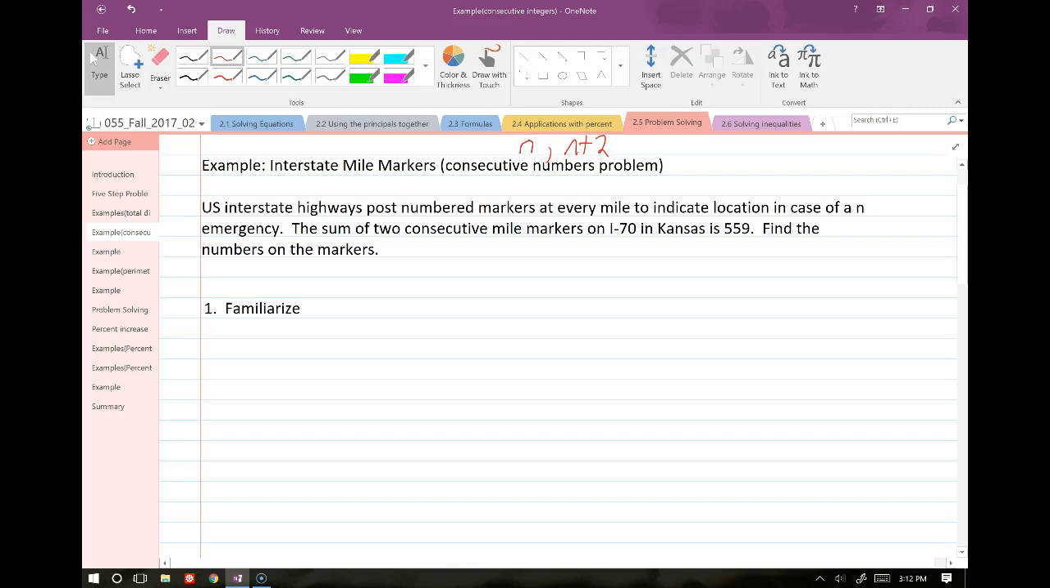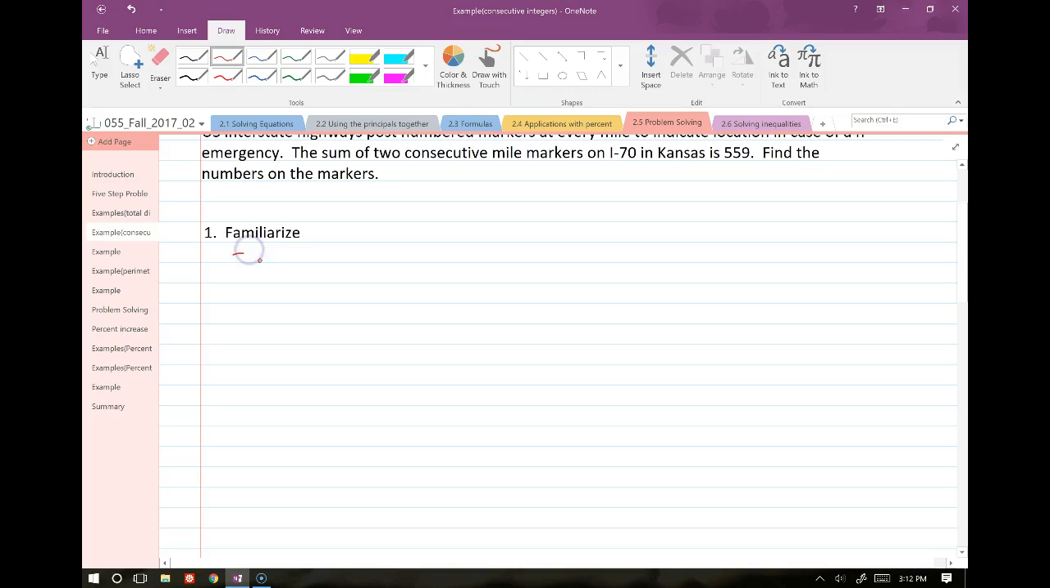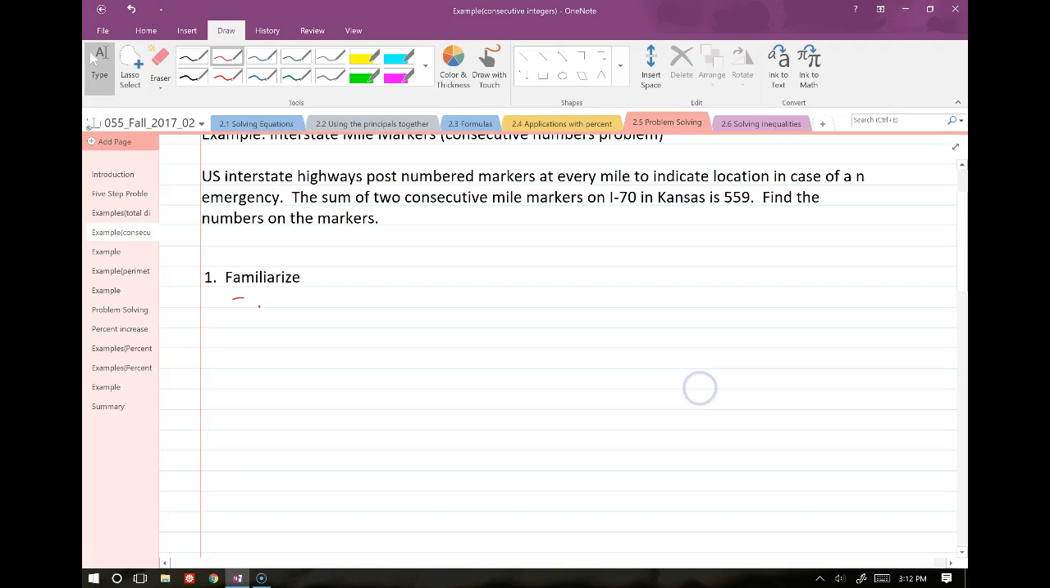The interstate mile markers. U.S. interstate highways post numbered markers at every mile to indicate the location in case of an emergency. The sum of two consecutive mile markers on I-70 in Kansas is 559. Find the numbers on the markers. Okay, so let's familiarize ourselves. First of all, we recognize that this is a consecutive integers problem. That's one of the first things about familiarizing yourself.